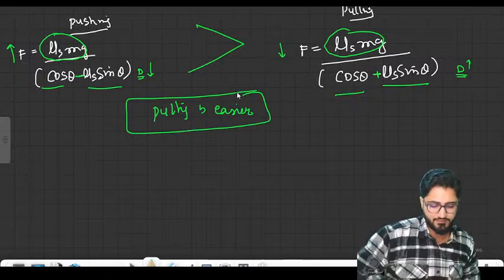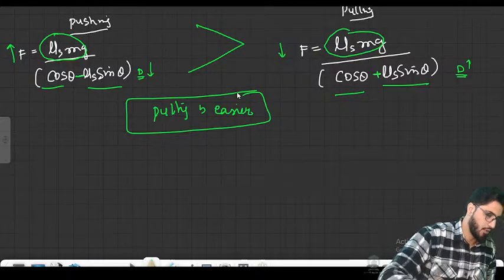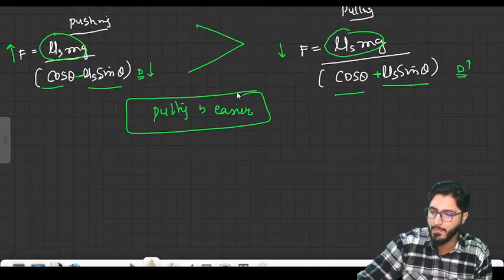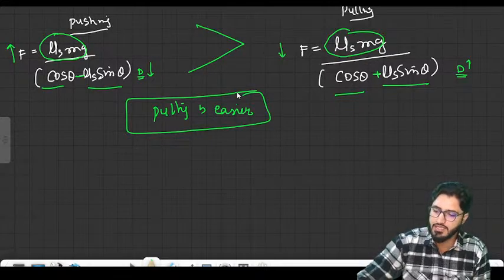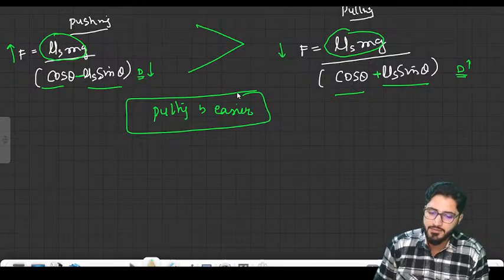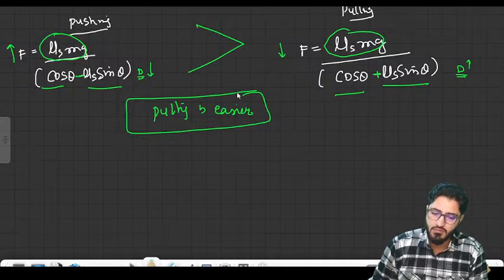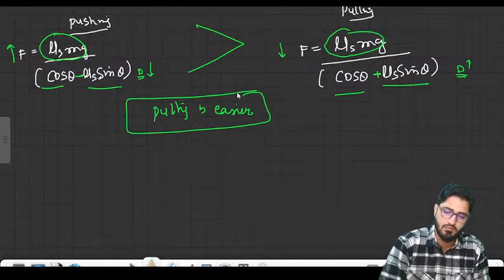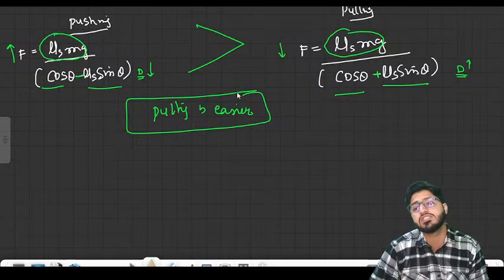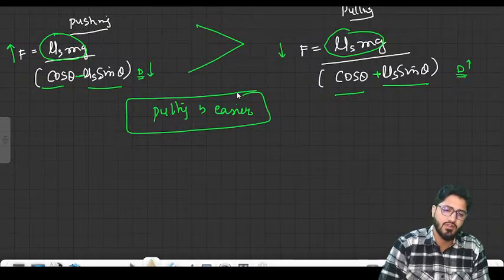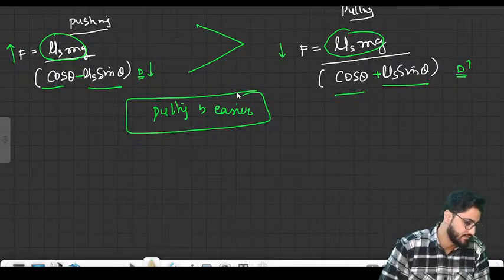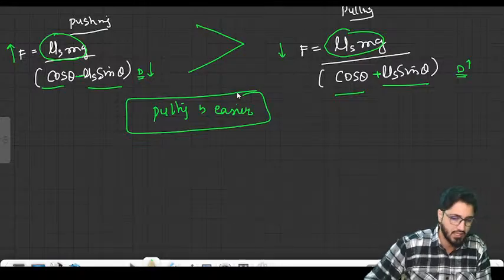So I can write, pulling is easier. So from this derivation, we conclude that pulling is easier. Done, beta? Clear? Pulling is easier than pushing. How? Because we just discussed the whole scenario now. Why this one is easy, how we can prove it is easy. Done?